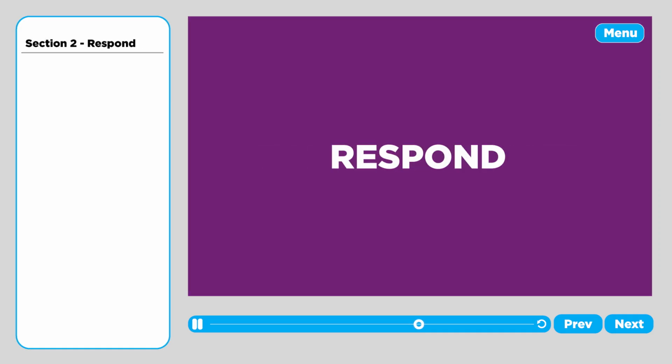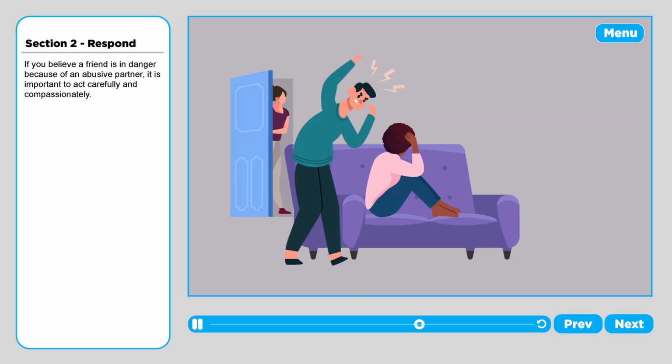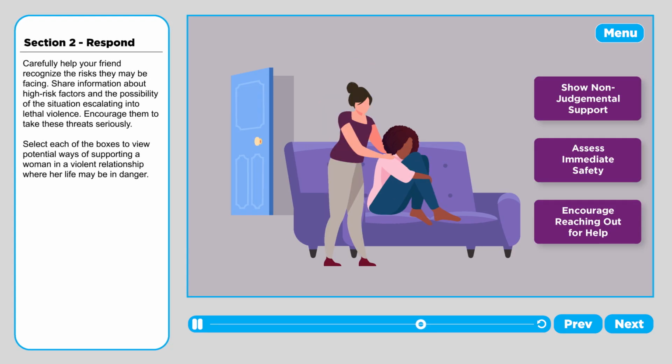Section 2. Respond. If you believe a friend is in danger because of an abusive partner, it is important to act carefully and compassionately. Carefully help your friend recognize the risks they may be facing. Share information about high-risk factors and the possibility of the situation escalating into lethal violence. Encourage them to take these threats seriously.